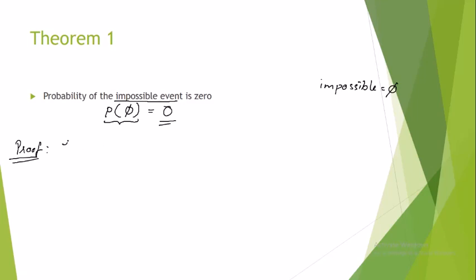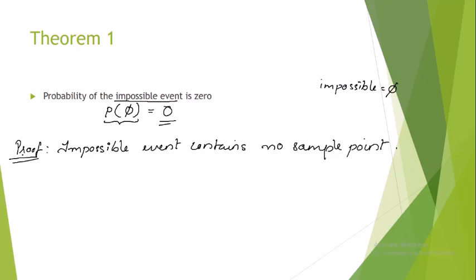Now, an impossible event contains no sample point. I hope all of you know that. And hence, the sure event, what will the sure event be? The sure event will be S, that is the sample space. This is something that we have learned, right?